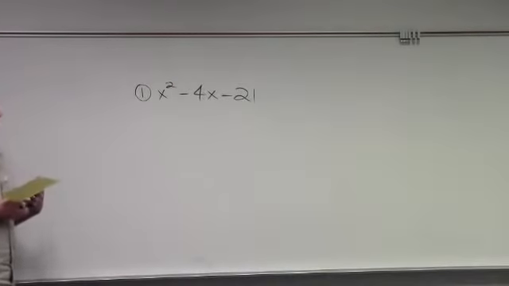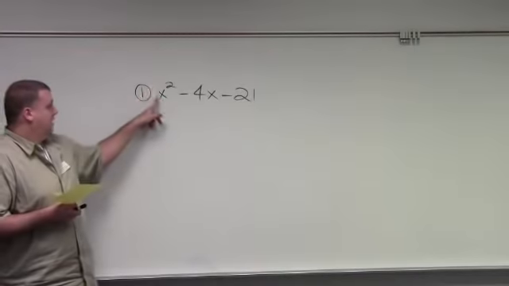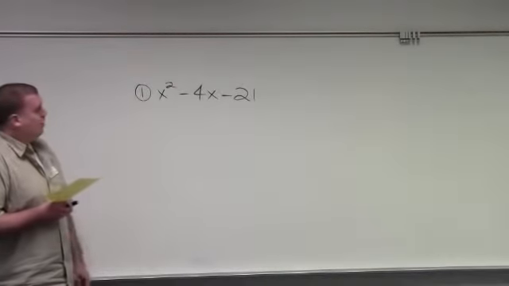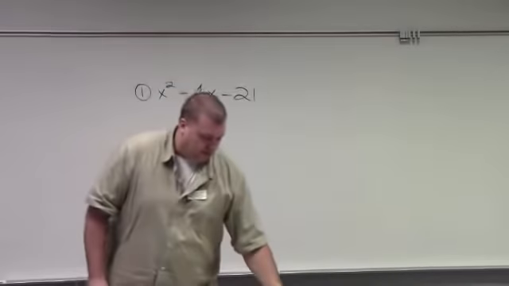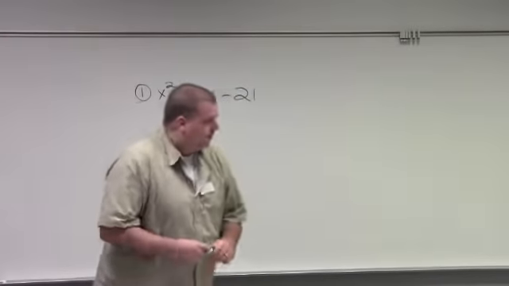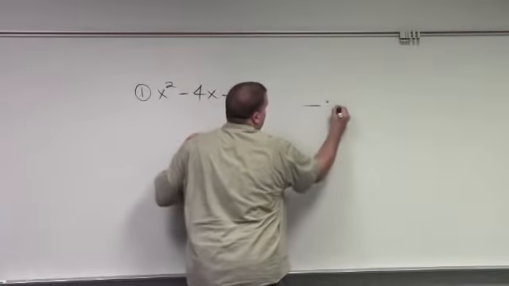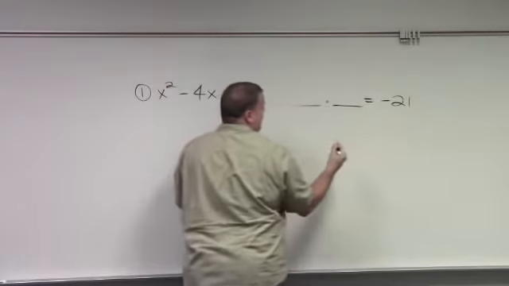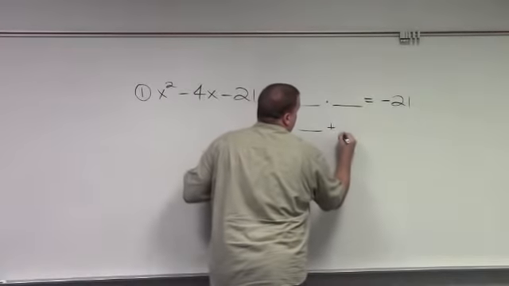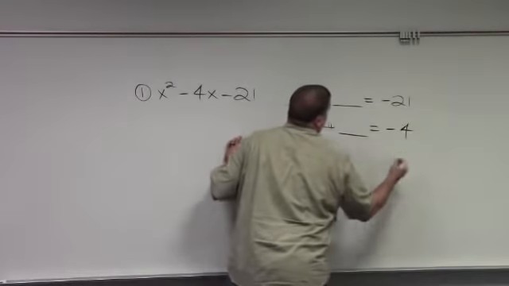So we follow the next path that asks, is the leading coefficient 1? What does that word mean? The number in front of the x squared term. Is that number 1? Yes. So it says simple factoring: determine the factors of the last term that sum to the middle term. What multiplies to give me negative 21, the last term, and also adds up to negative 4?